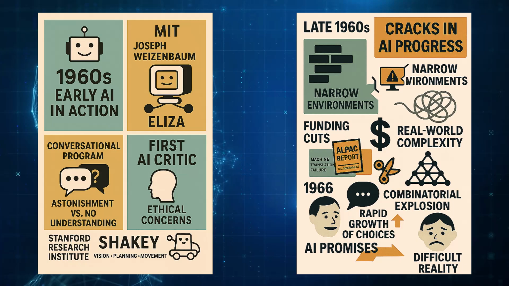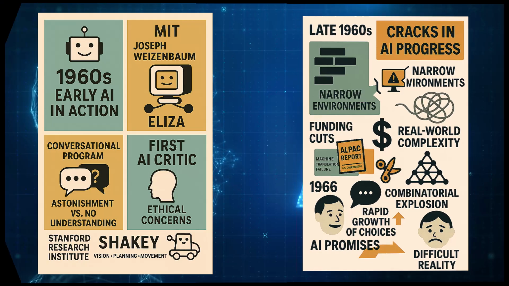At the same time, researchers struggled with what became known as the combinatorial explosion, the rapid growth of possible choices that made even simple problems unmanageable for computers. AI had promised much, but reality was proving far more difficult.